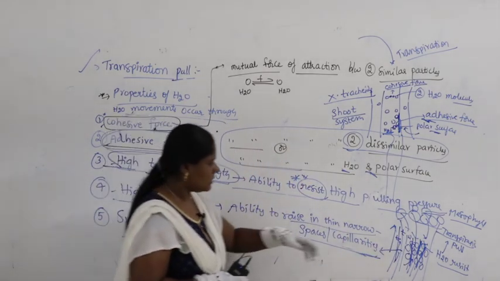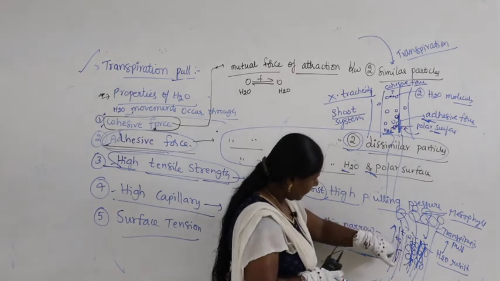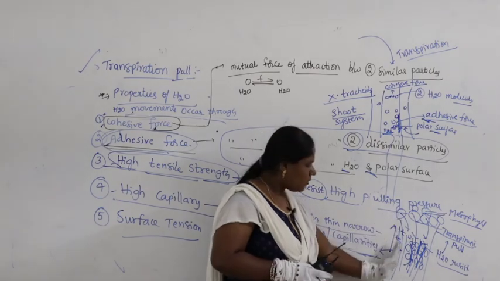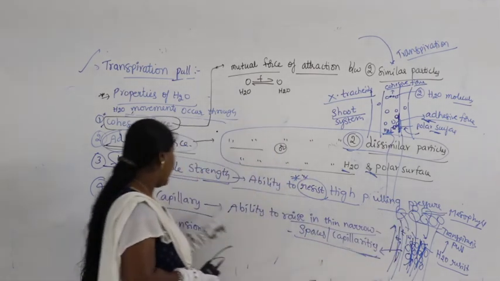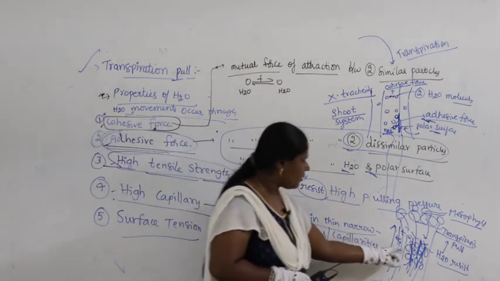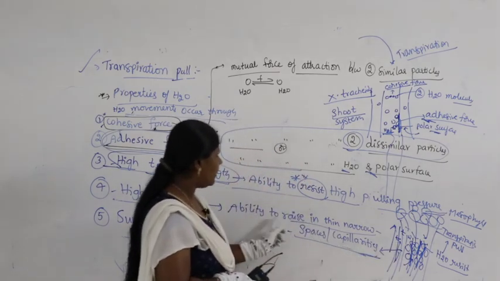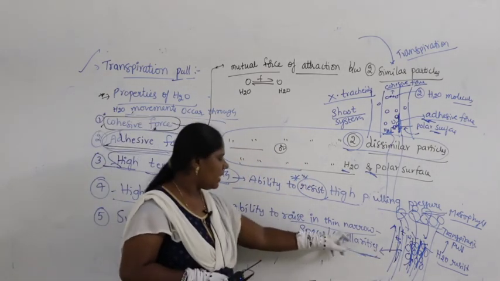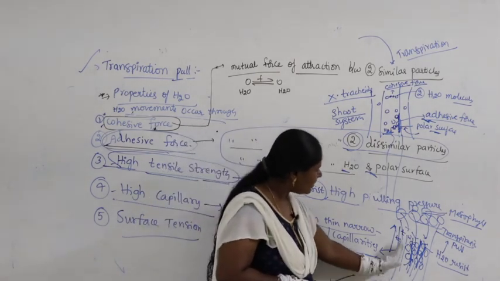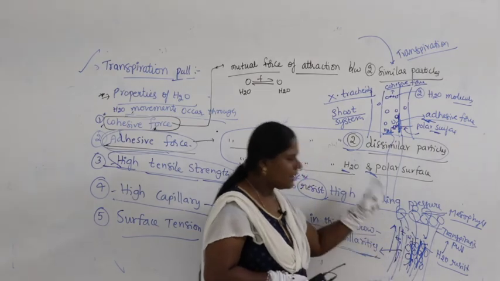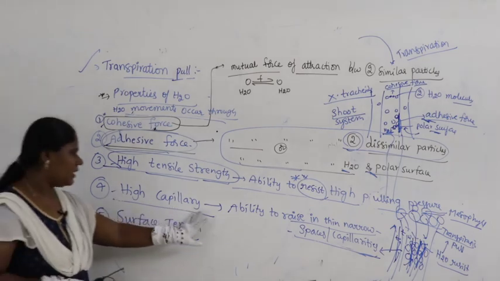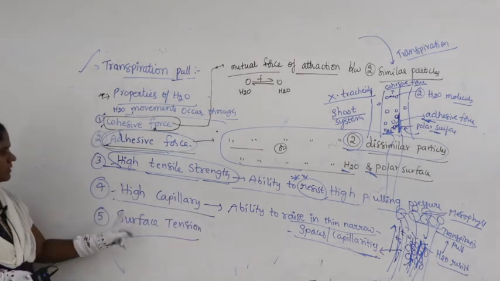I hope you got it. This is a tracheid, and this is also a tracheid. In between two tracheids you find a narrow space. The ability to rise in a narrow space is called capillarity. Thin narrow spaces are called capillaries. Whenever water moves in these small capillaries, that property of water is called high capillarity.